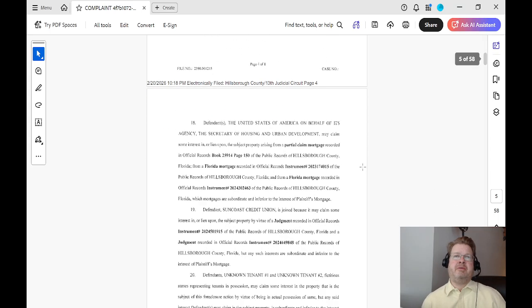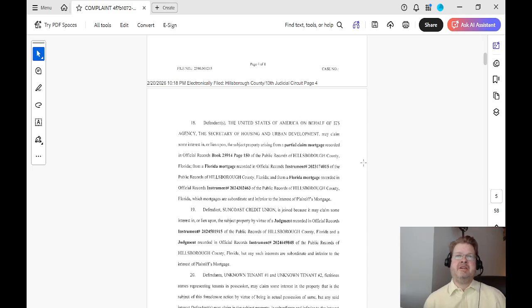Understood. And here we have Uncle Sam, number 18, Secretary of Housing and Urban Development. What does this tell you about this lawsuit that this party is included in the case? That tells us the loan was likely insured or backed by HUD, like an FHA loan. When HUD has an interest, they need to be named to clear any claims they might have. So, HUD being here signals that the federal government has a stake in this property, likely through the loan guarantee.